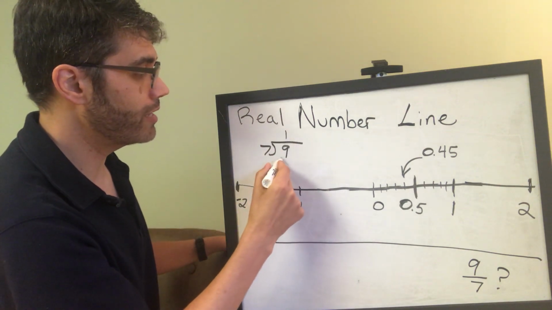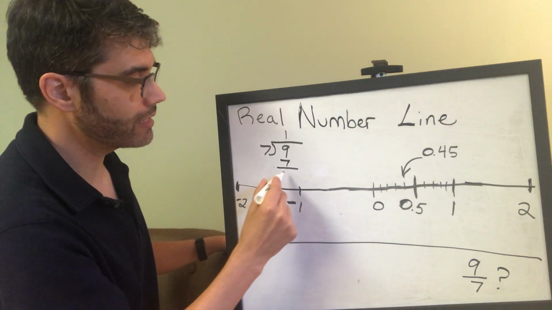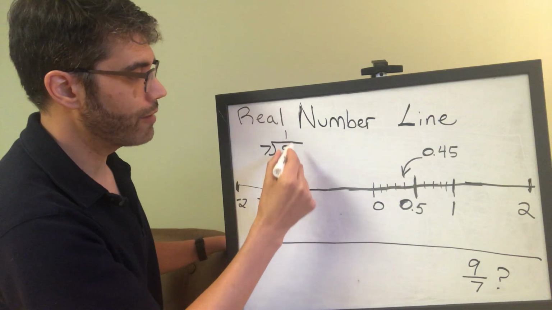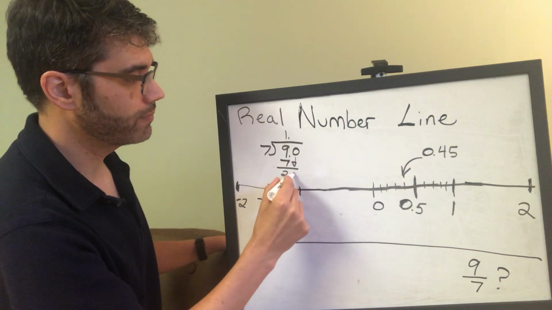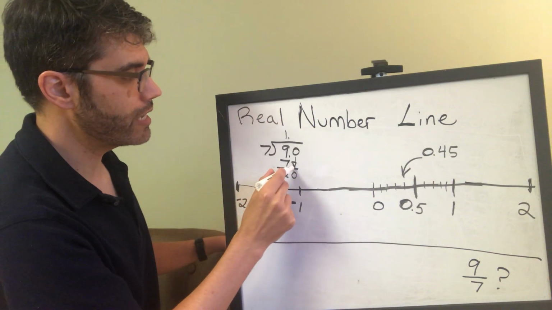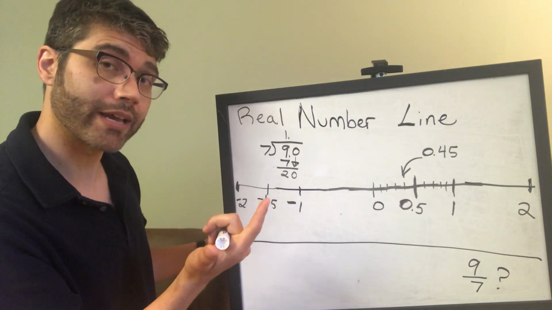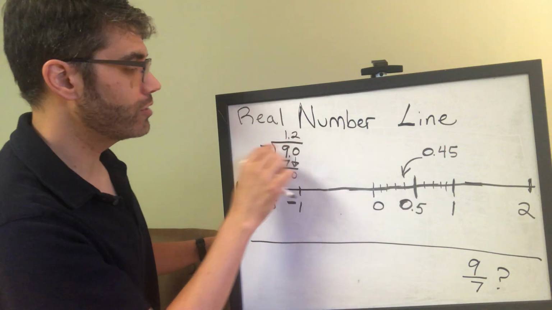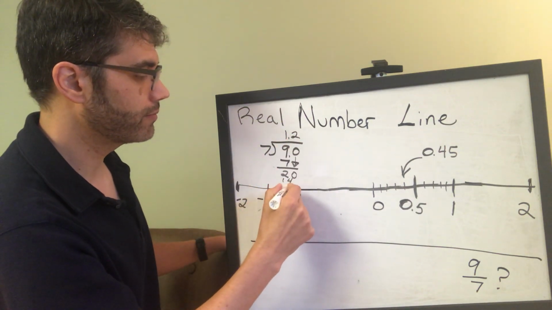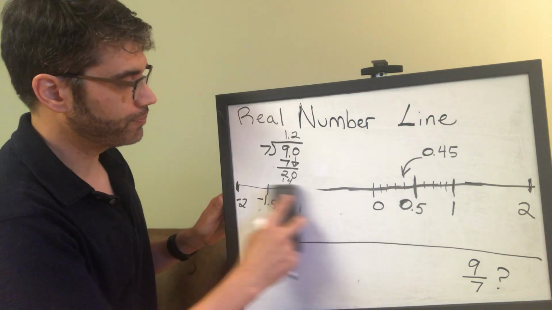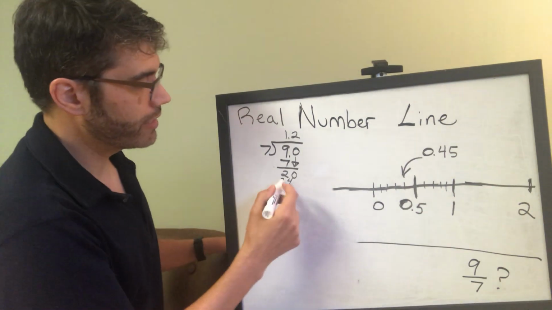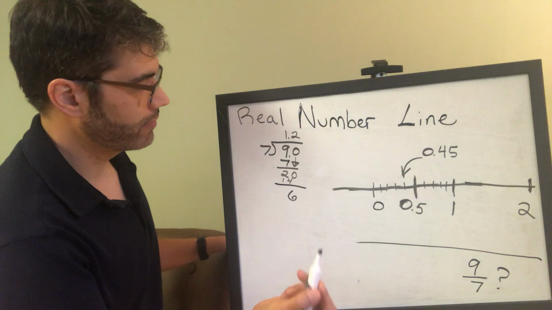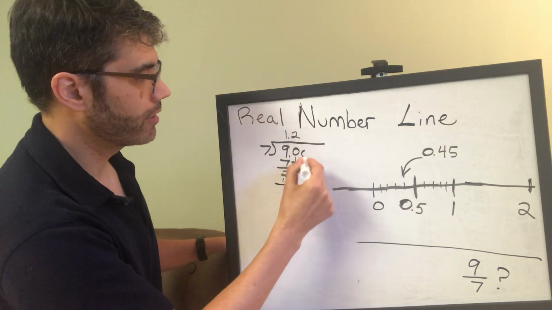7 goes into 9 once. Okay, 9 minus 7 is 2. Now we need to go into the decimal land. Okay, 0 drops down. 7 goes into 20, let's see, goes in there twice, because 2 times 7 is 14. I'm going to erase this part just to give us some more room. So 20 minus 14 is 6. So we need another 0.